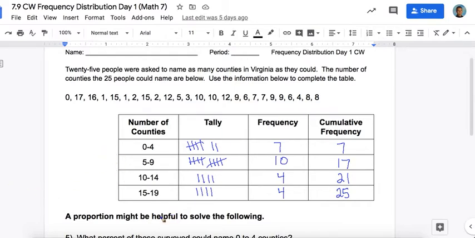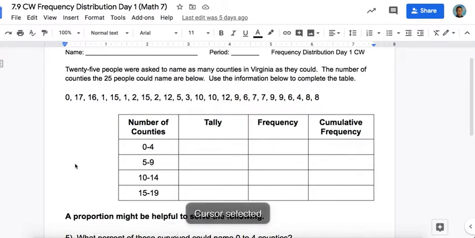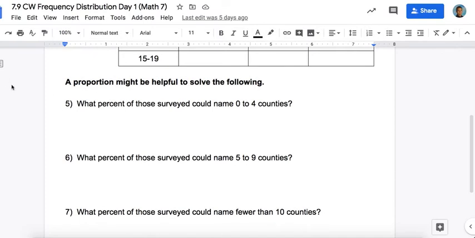Now, a proportion, I said a proportion might be helpful to solve the following. Some of you may have come up with a fraction and changed it to a decimal. That's fine. But I'm going to show you how to do these using a proportion. And I'll also point out how you could have done it the other way as well.